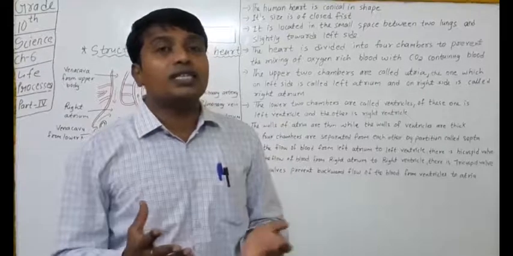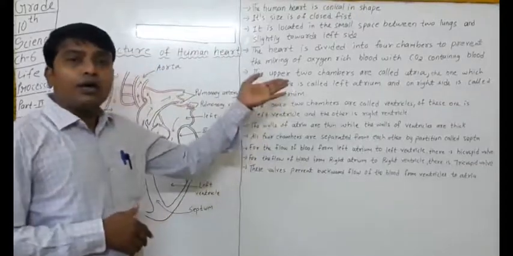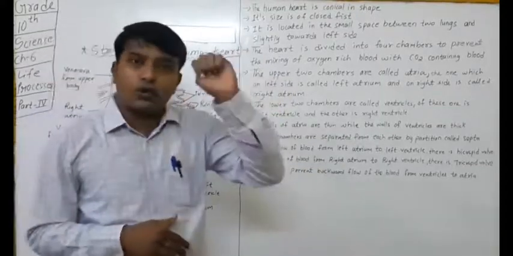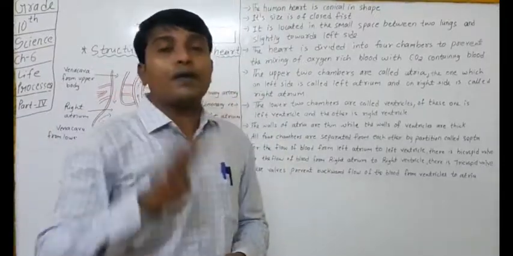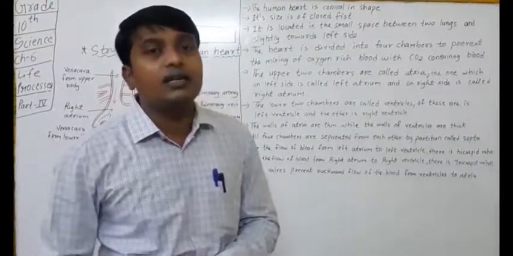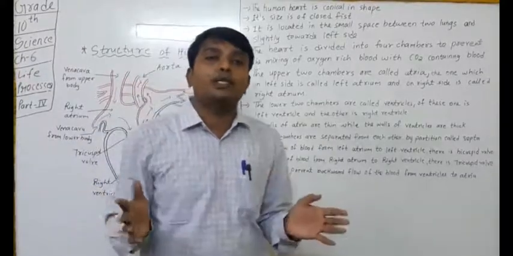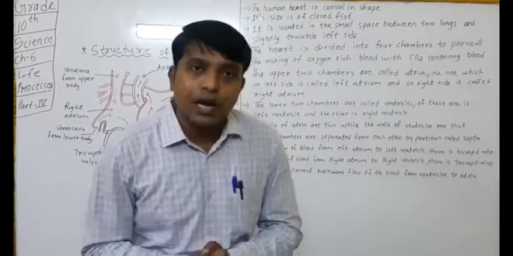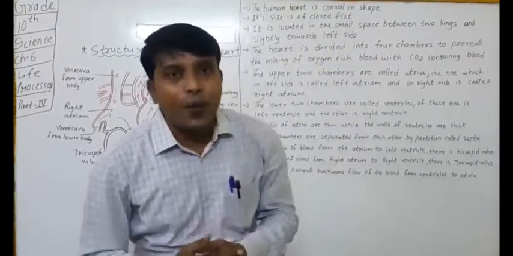So what is the summary part? Once again, let's know it. It is conical in shape. Its size is that of a closed fist. It is divided into 4 chambers to prevent the mixing of oxygen and CO2 blood, and all the 4 chambers are separated from each other by a partition called septa. Upper 2 chambers are atria, lower 2 chambers are ventricles.